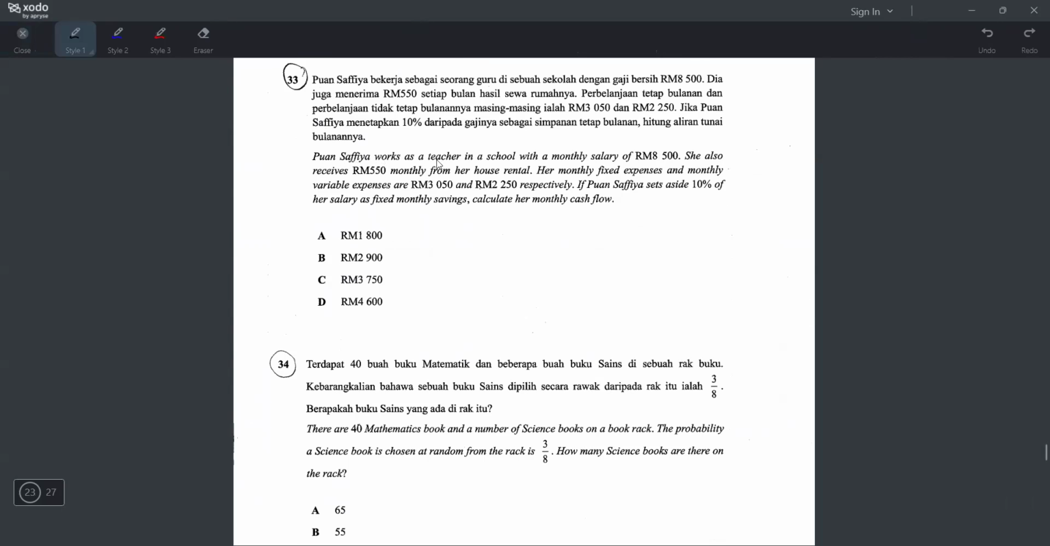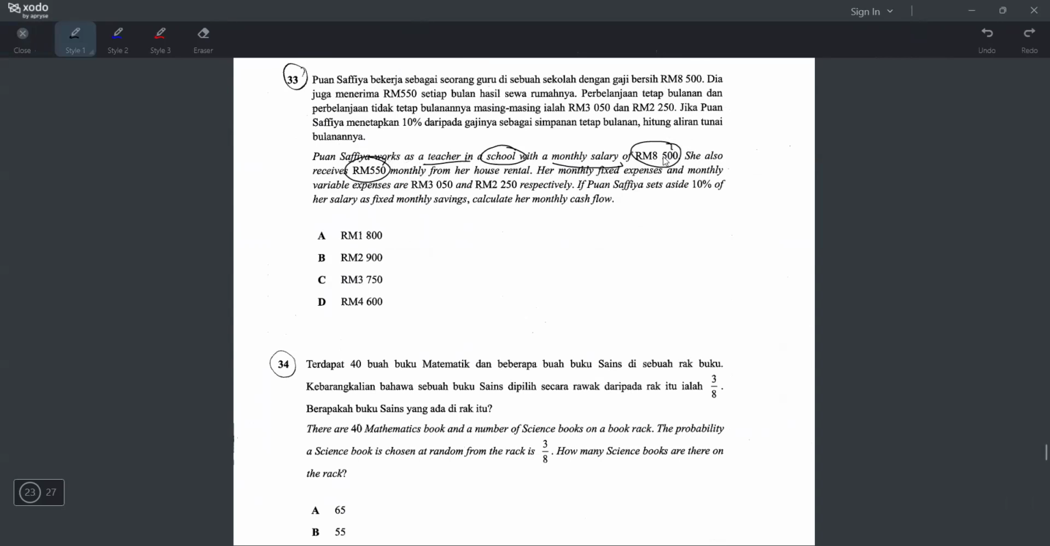33. Puan Safia works as a teacher in a school with a monthly salary 8,500. So this is the monthly salary. She also received 550 from her house rental. So this is her income. It's a passive income, because she rent her house, right? So these are both income. One is active income, one is passive income.